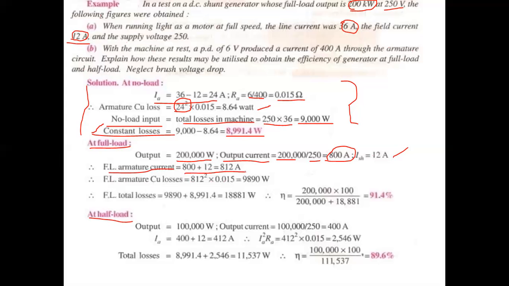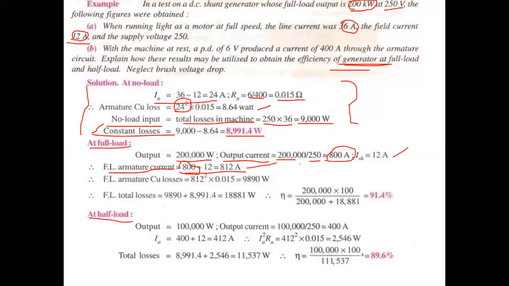Please remember, the data is given for the motor, but we are asked for the efficiency as a generator. Remember, in a generator the armature current is equal to line current plus shunt field current. The addition of these two currents will be 812 amperes. The 800 is coming from output power divided by output voltage. So full load armature current is equal to 800 amperes plus 12 amperes, which is equal to 812 amperes.